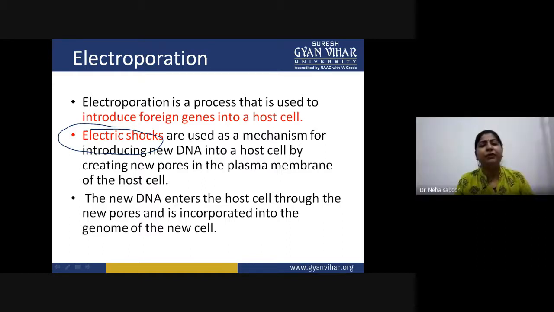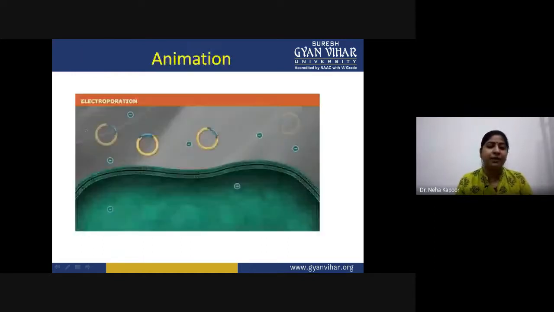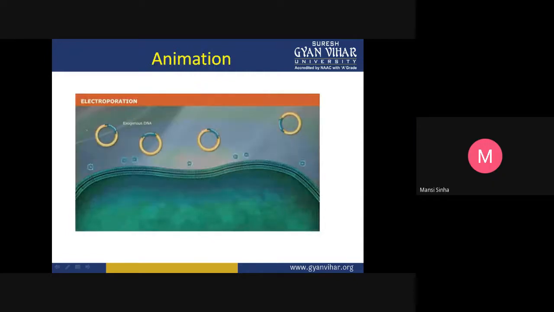No, first of all, we would be taking a tube, and we would be adding our bacterial or host cell into which we want to integrate our gene of interest. You need to incubate those cells with the foreign DNA or gene of interest. Then you have to apply the electric shock. As soon as you apply the electric shock, pores will be created and DNA will enter inside the cell. That is coming in the next slide. Wait for a while. This is the animation part, showing how it is happening.